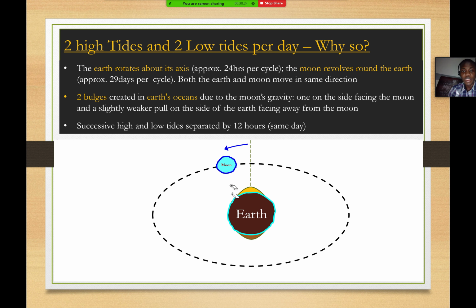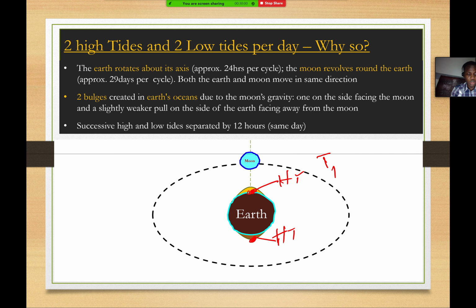So that means at time t1, if this part of the Earth is experiencing a bulge or a pull, because of course it's directly close to the Moon, and the other part opposite it is also experiencing a bulge, because it's aligned in the same orientation with the Moon, we're going to have high tide in this location and high tide in this other location. But that's at time t1.